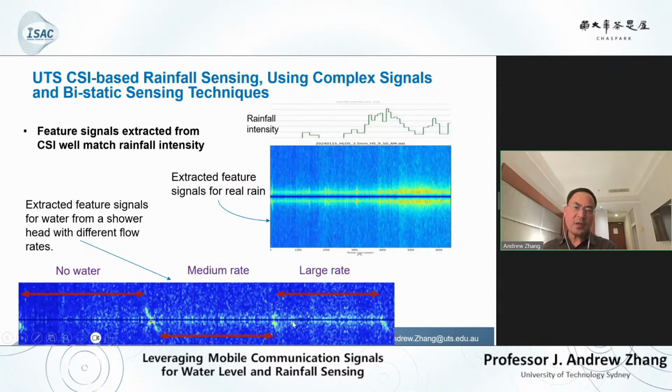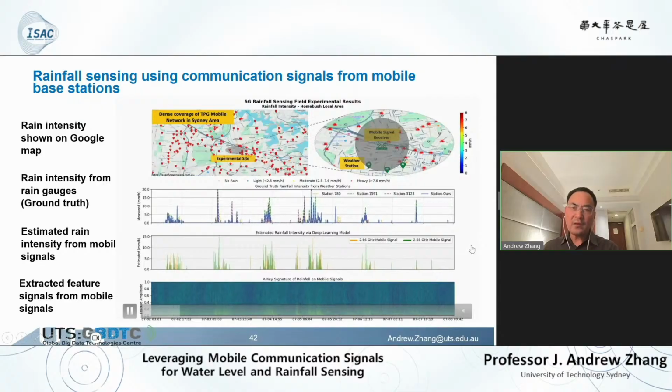As you can see from this figure, there are some significant differences between the three types of scenarios: no water, medium rate water from the tap, or high rate. So this result validates that we can indeed apply such a technique to extract the feature signal and then further apply deep learning for rainfall intensity estimation. Unfortunately, I cannot go into the details because the techniques are still under patenting, so I cannot discuss the details for this technique, but I can show you some further experimental results.